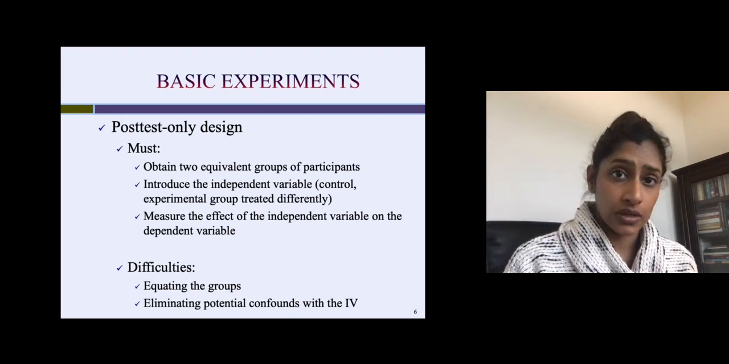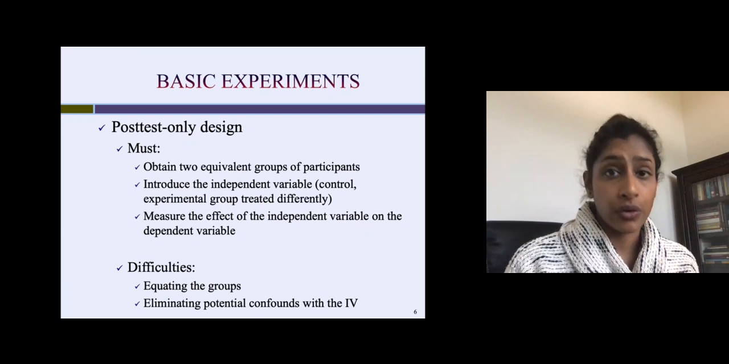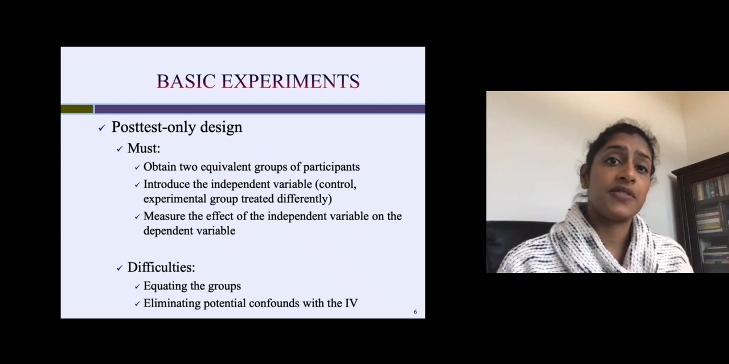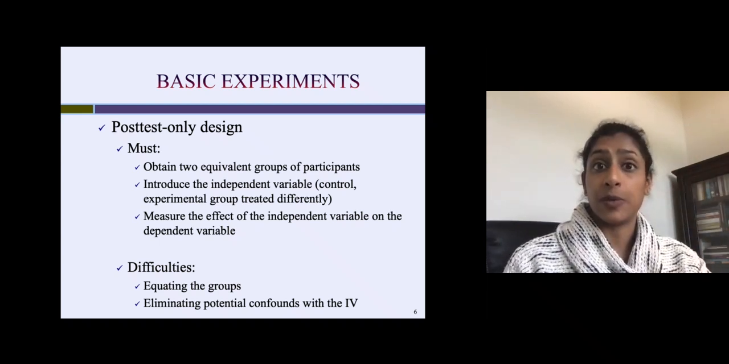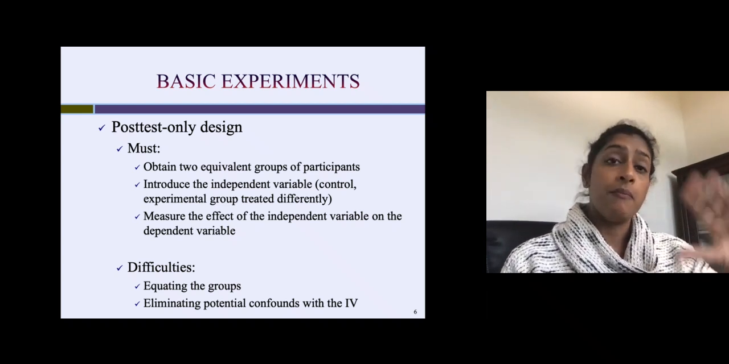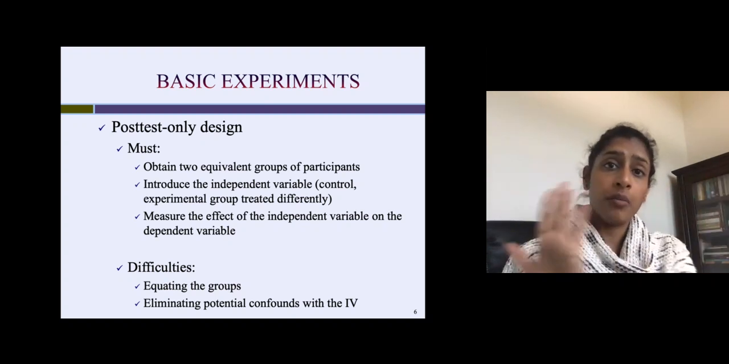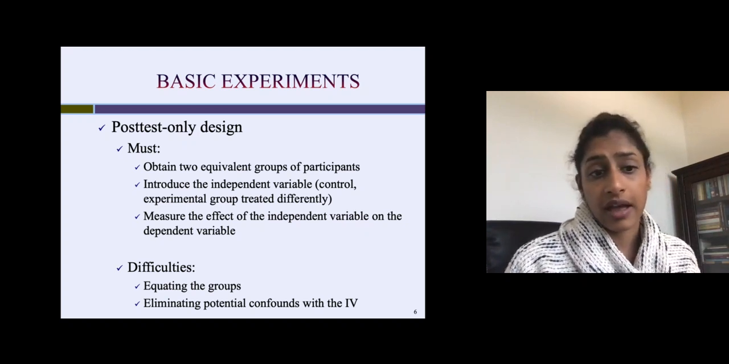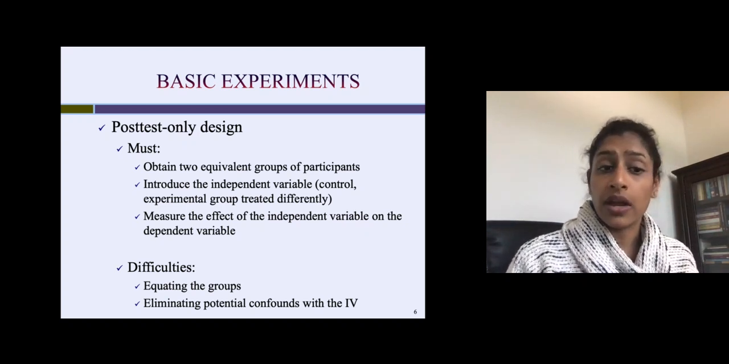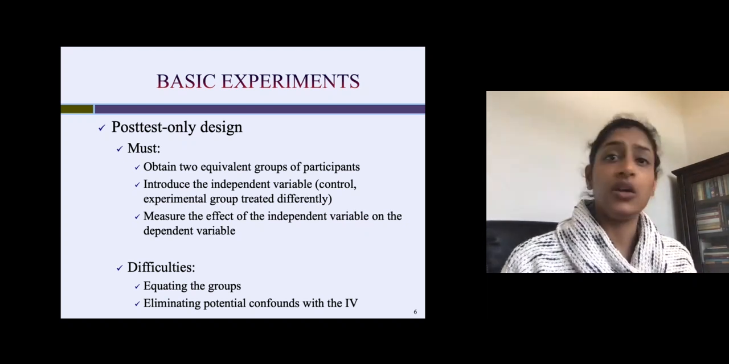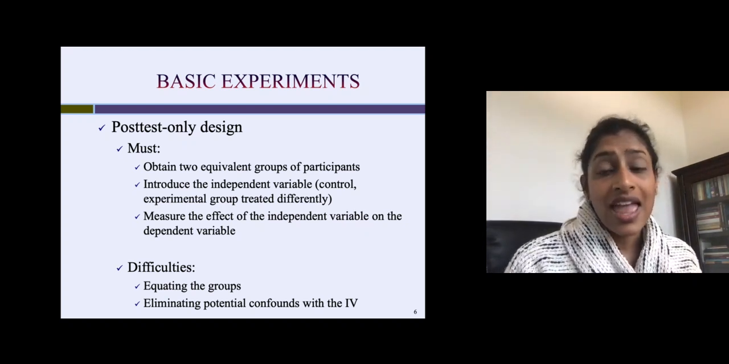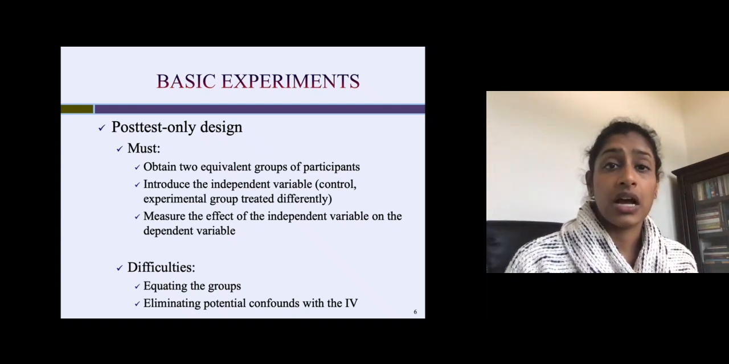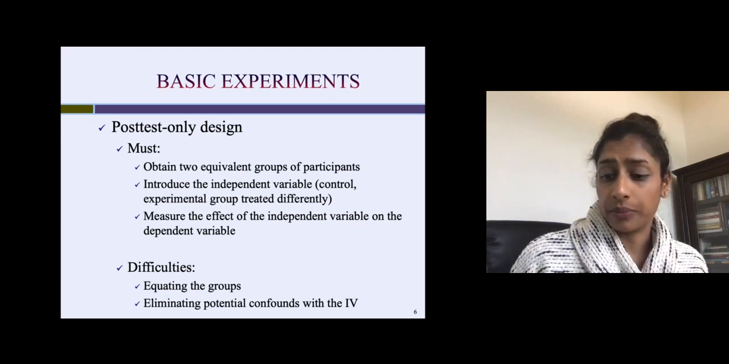In order to do a post-test only design, we have to have 2 equivalent groups of participants. We have to introduce the independent variable. So we have to have our control group, and then we have to have our experimental group. And then we will measure the effect of the independent variable on our dependent variable. So some of the difficulties we might have here is equating the groups. So making sure the groups are equal in all facets, and eliminating any potential confounding variables, right? Confounding variables to the independent variable.